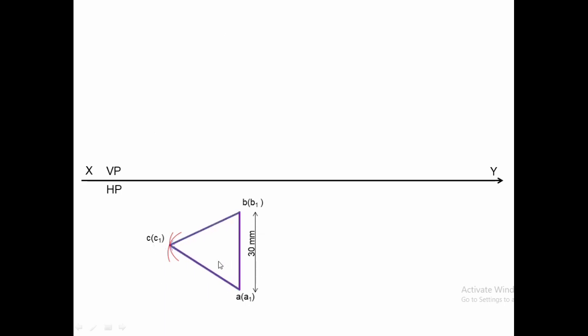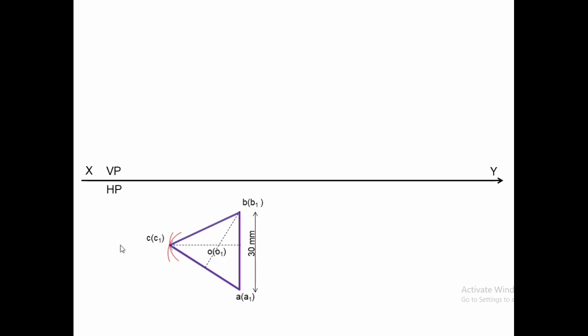Draw the XY line, mark VP and HP to get the respective front and top views. Since the base edge is resting, I am keeping that to the right hand side. A1B1 is the base edge which is resting on HP. AB is the top face line. Mark C by drawing arcs from A and B. The intersection will give you the point C. Join them with a thick line. Get the axis OO1 like this.